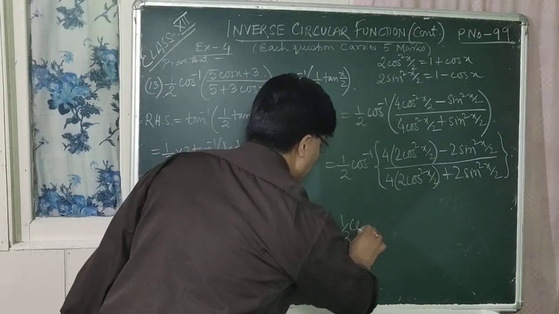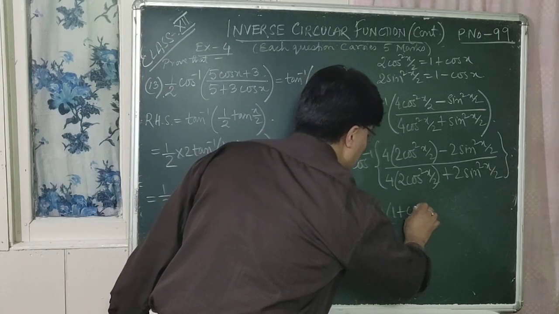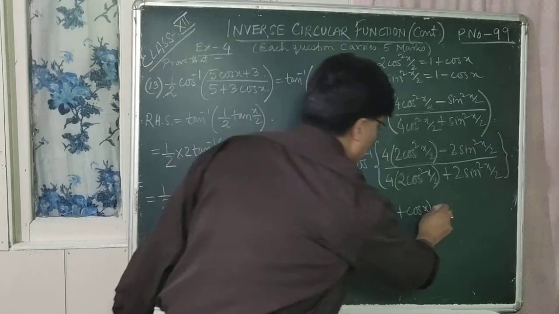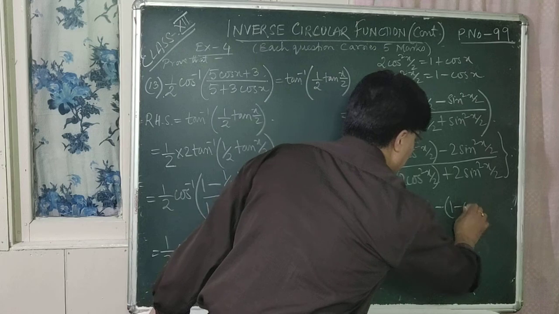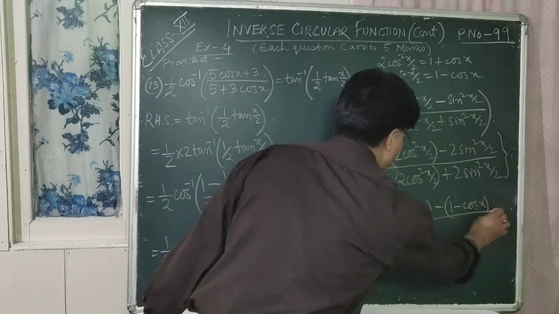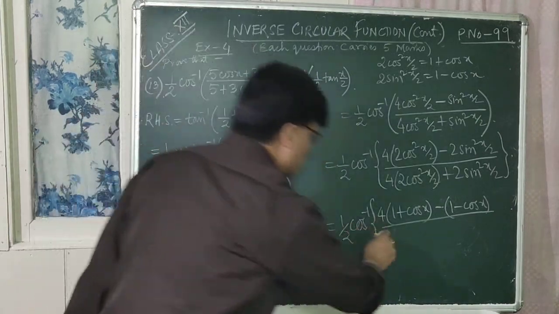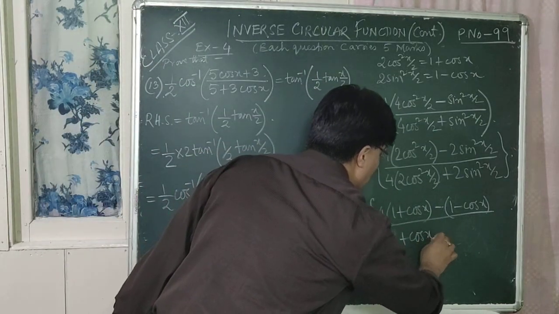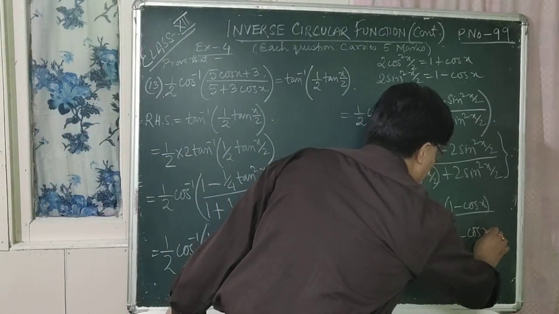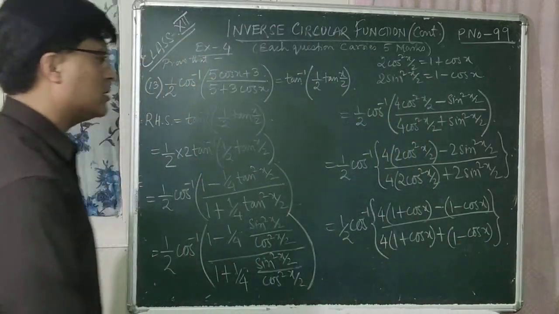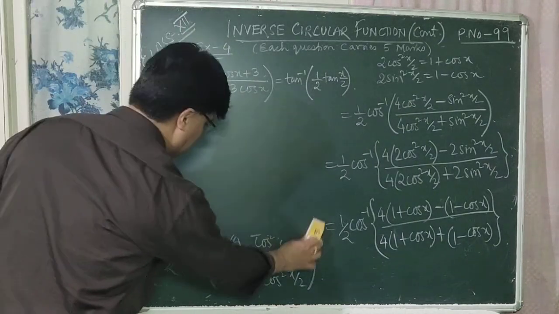So it's equal to half cos inverse within second bracket 4 into, what is 2 cos square x by 2? It is 1 plus cos x minus, what is that? 2 sin square x by 2. What is the formula? Within bracket you write 1 minus cos x whole divided by, in the denominator also, 4 into, what is 2 cos square x by 2? It is 1 plus cos x plus, again what is 2 sin square x by 2? 1 minus cos x. So here second bracket is closed, right? So now let us simplify it.